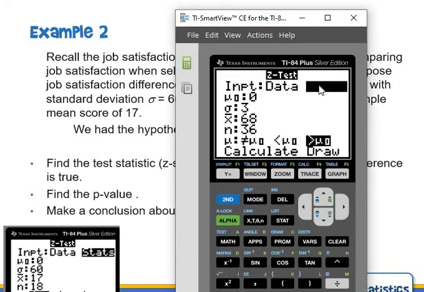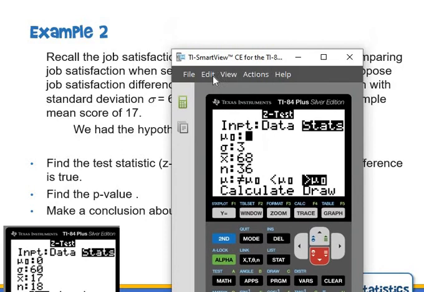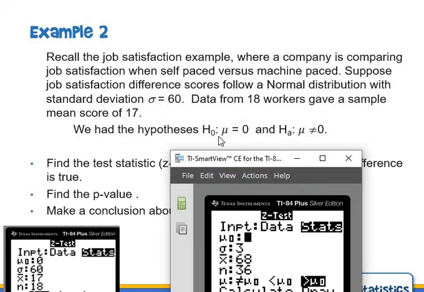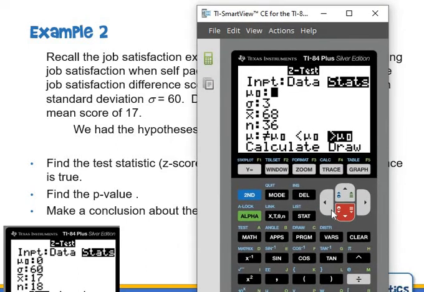All of these things, the first line is: do you input a set of data or do you have the statistics? If you have the actual data, you put it in a list and you choose that. Otherwise, you choose stats. And then it's going to ask you for all the necessary information. You have to tell it, in your null hypothesis, what are you assuming mu is equal to? Well, it's 0 on this problem. And then what is sigma? For a z-test, you have to know sigma. It's given to us to be 60 in this problem.